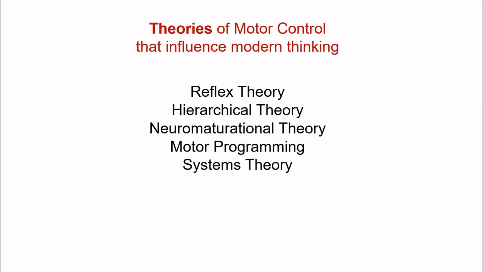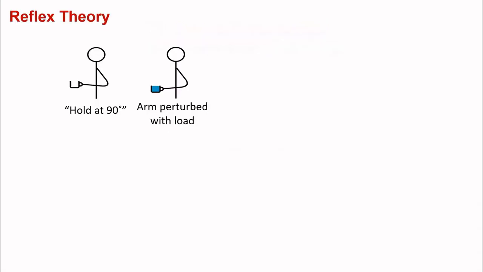Today, we're going to briefly look at some of the theories that influence how we understand motor control. These include reflex theory, hierarchical theory, neuromaturational theory, motor programming theory, and systems theory. Let's start off with reflex theory. And looking at reflex theory, let's start off looking at some simple examples of reflexes.